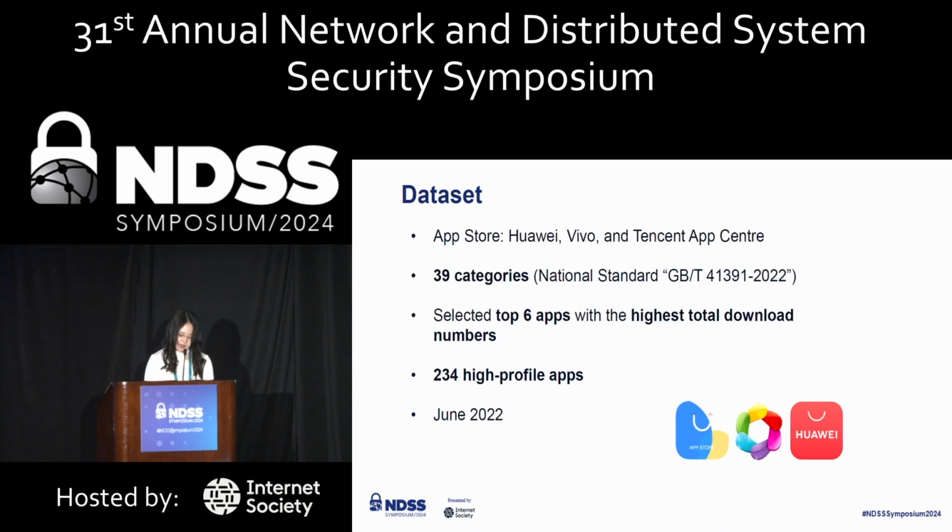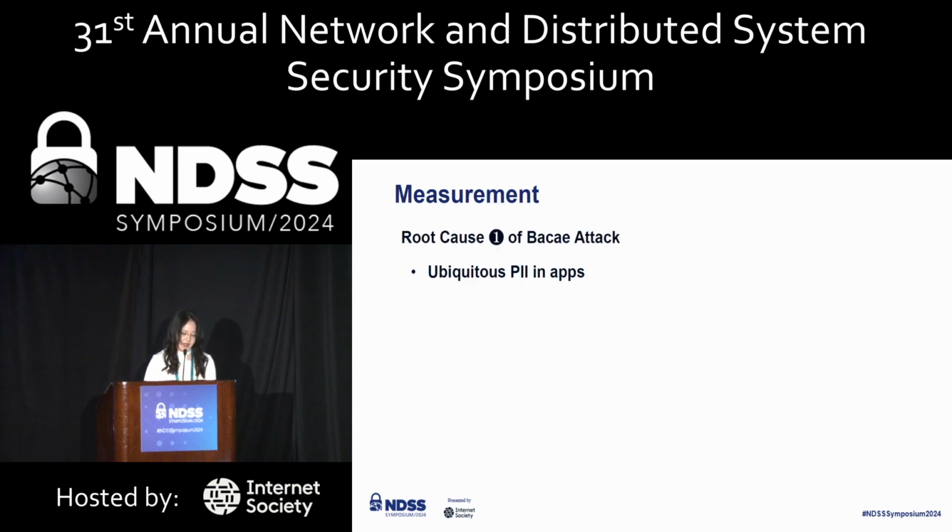We choose 234 high-profile apps with the highest total download numbers from 3 popular app stores in China. With the help of MAGGIE, I will present some measurement results of BACKIE attack. One of the root causes of BACKIE attack is the ubiquitous PII in apps. Many apps have full exposure to PII, and an attacker can easily obtain this PII by checking UI pages, as long as he logs into the victim's account.